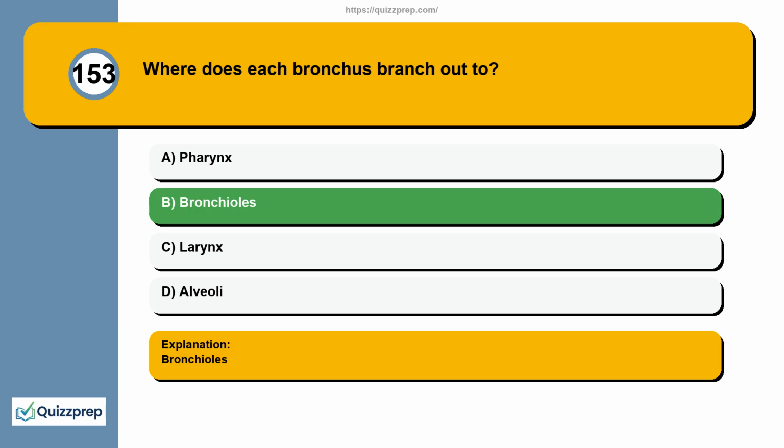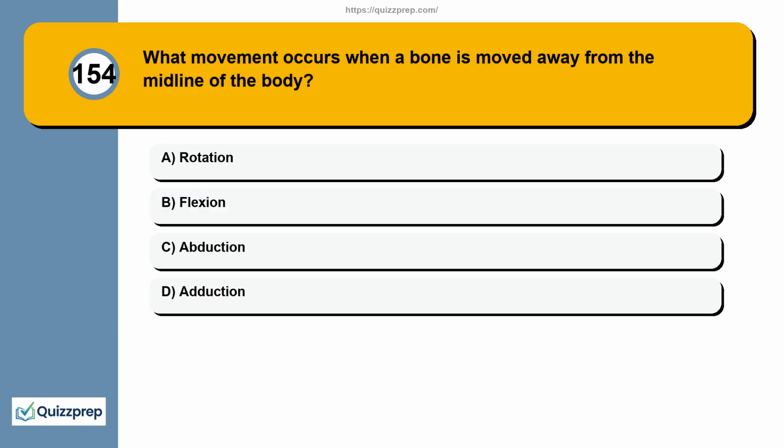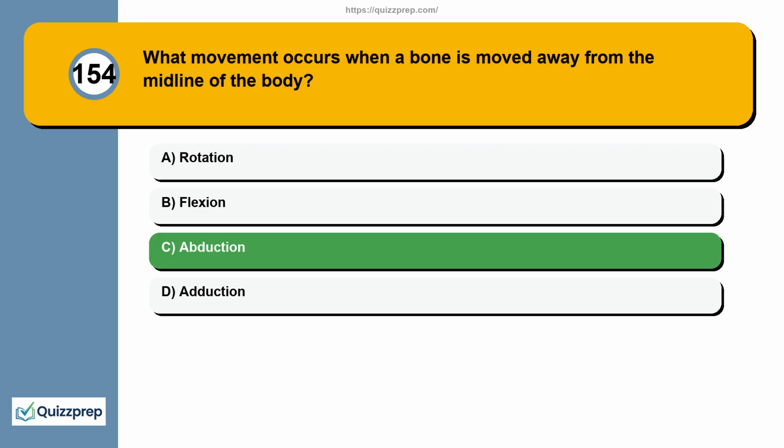Bronchioles. Question 154. What movement occurs when a bone is moved away from the midline of the body? Option A, rotation. Option B, flexion. Option C, abduction. Option D, adduction. The correct answer is option C, abduction.